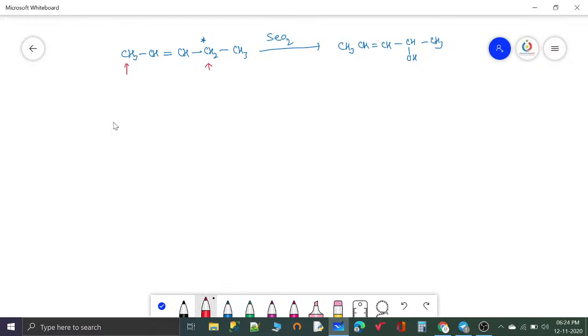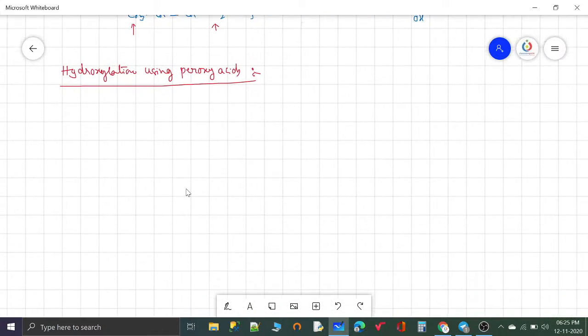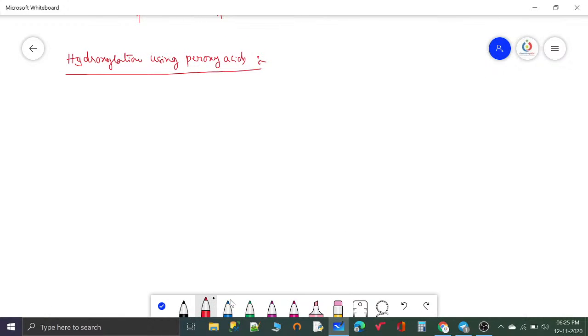Next, another oxidation part, that is hydroxylation using peroxy acids. Peroxy acids means peroxy carboxylic acids, which we are using as the reagent in these examples. So let us see what the peroxy carboxylic acids are. Generally, if you take acetic acid, I am taking only acetic acid here just to explain. This is the acetic acid.